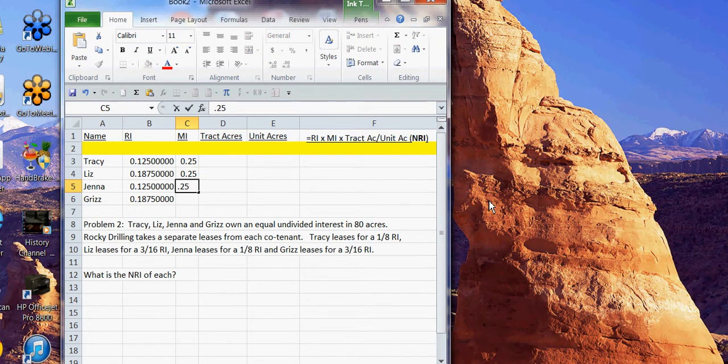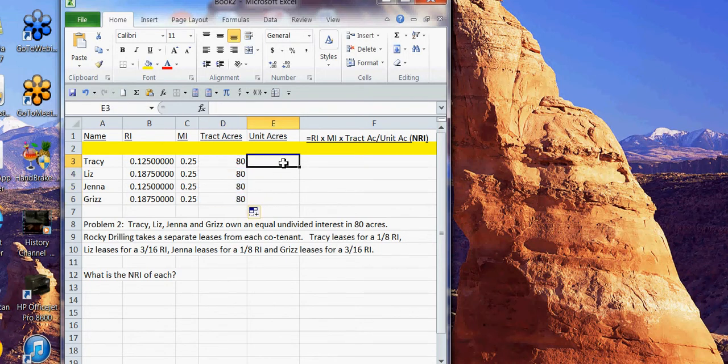Let me show you this trick too. If we go here, we can drag that down, and they don't get sequential, so you're dragging all the numbers down because they're the same. We'll do the same thing here in the tract acres. They have 80 acres in the tract, so we'll type in 80 here, and then we'll scroll down. And for the unit acres, it's 320, and we'll do the same thing, where we just drag that down. So you already see how Excel is a lot faster.